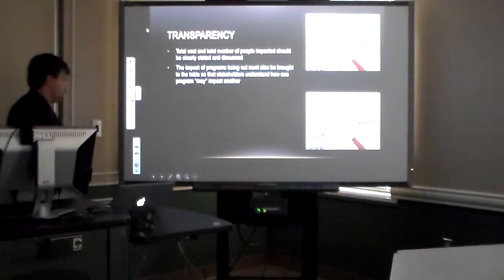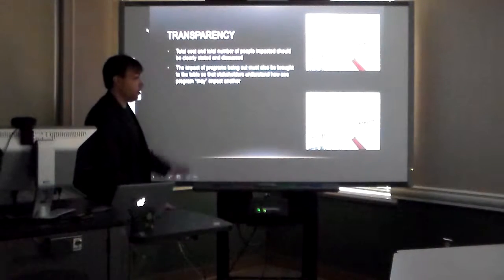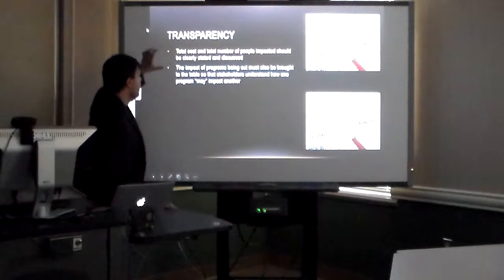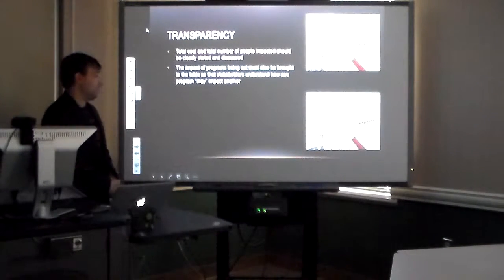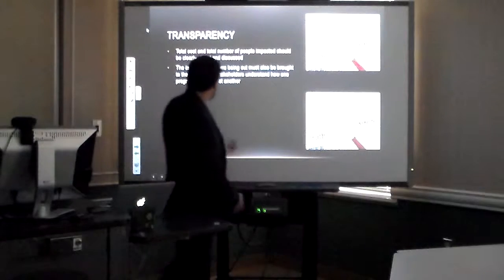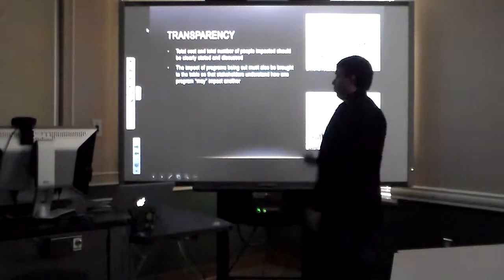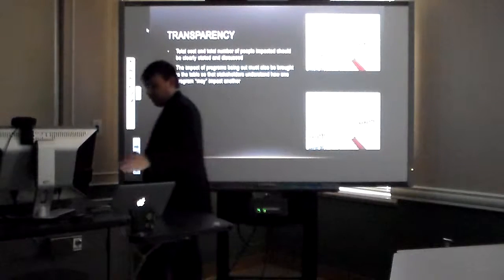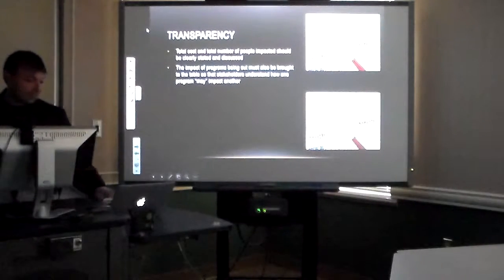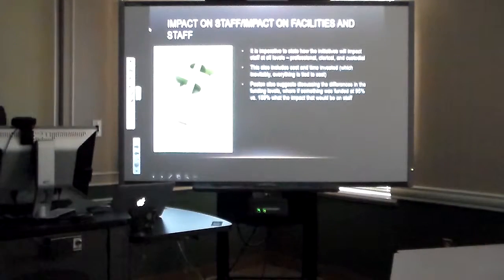Here we go again with that transparency word. If you ask me at the end of this class what's the word that I mentioned most, it's probably going to be transparency. Cost and total number of people impacted should be stated and discussed. If programs are cut, that has to be brought to the table so that stakeholders understand how losing one program can impact another. That is another important big idea in this class.